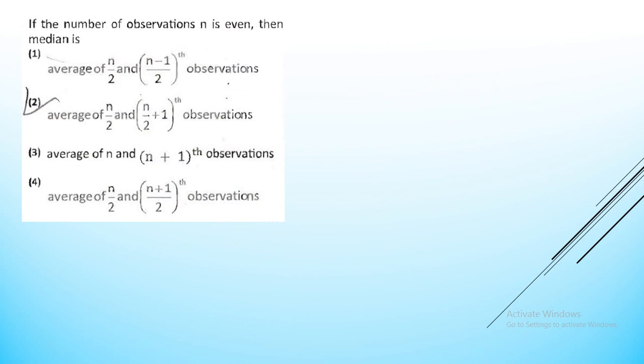If the number of observations n is even, then we will be having two middle terms. We need to consider the average of those two middle terms. So here we are having the options. We need to consider the average of the n by 2th observation and its next observation, the n by 2 plus 1th observation. So where is the option? So option 2. Okay, if it is odd, then directly the n plus 1 by 2th observation is my answer.